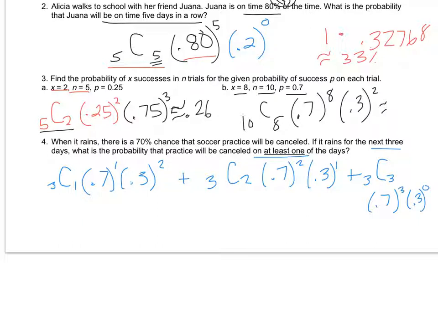Actually, I'll just keep it this way. So this first one represents it's canceling 1 day. So there's 1 success, 2 failures. This one represents it's canceling 2 days, 2 successes, 1 failure. And this one represents it's canceling 3 days, 3 successes, no failures. So I'm going to put this all in my calculator. When I get that in my calculator, it's approximately 0.973. So there's about a 97% chance that it's going to cancel at least one of those 3 days.